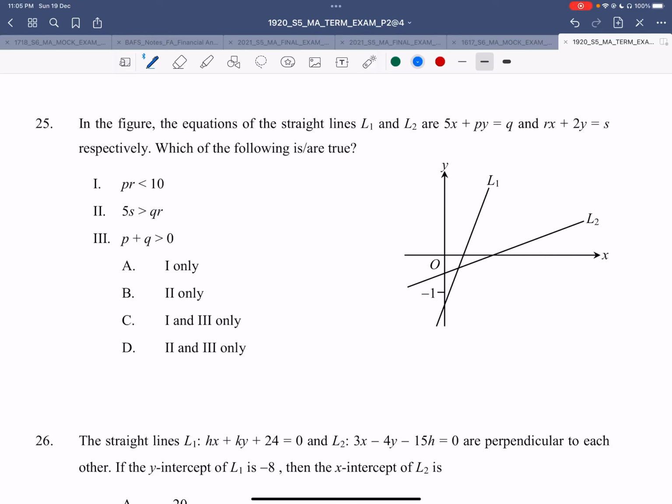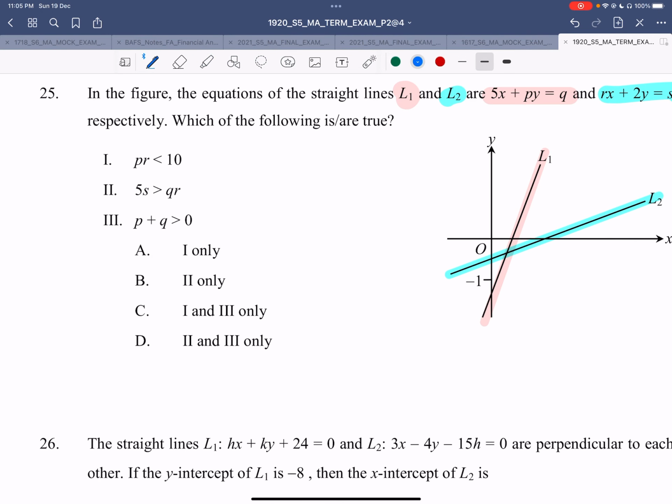For question 25, it is a typical question about the equation of a straight line. So whenever we encounter these, we always identify the lines and classify the important features of the line first, okay? So let's see, L2 should be this, and let me mark down the key important information first, okay?